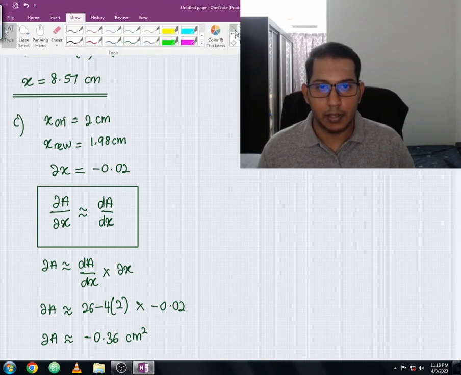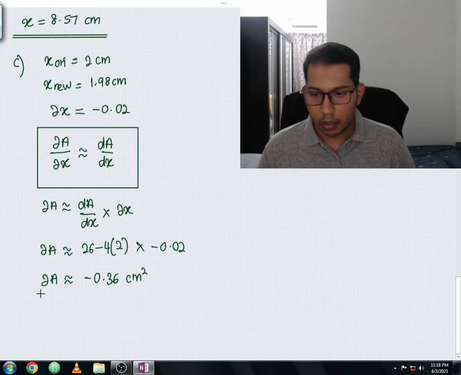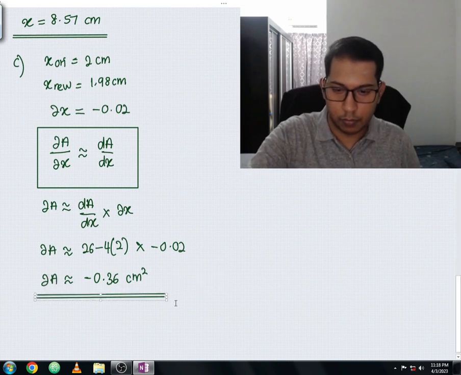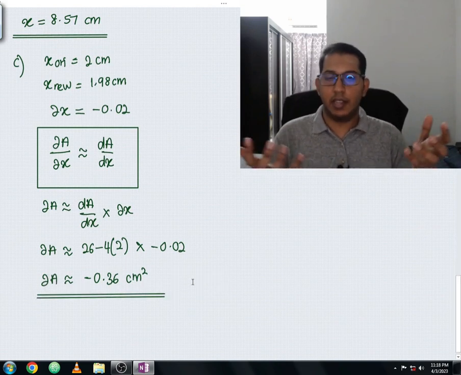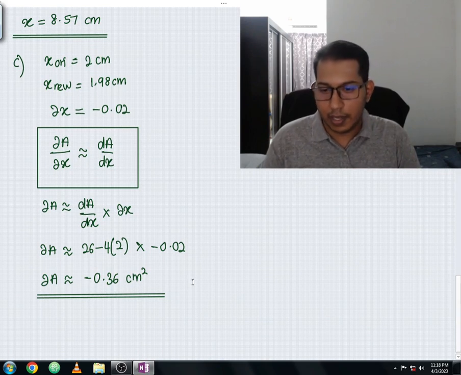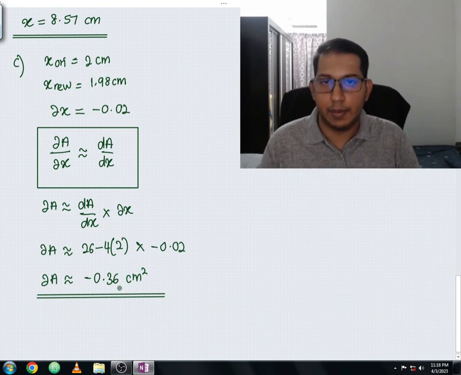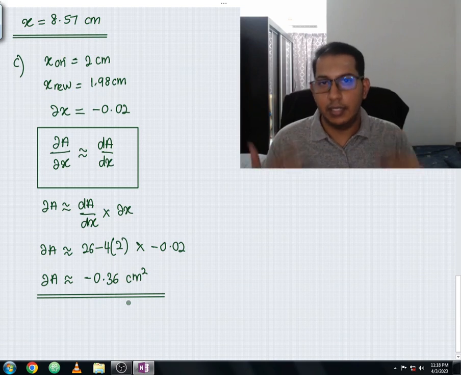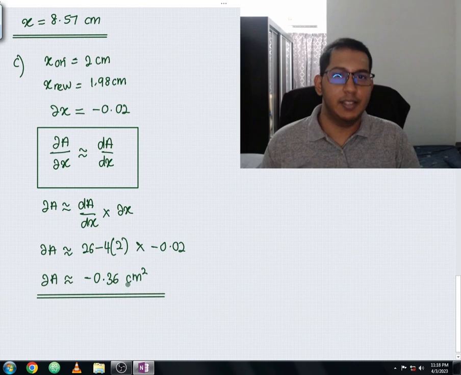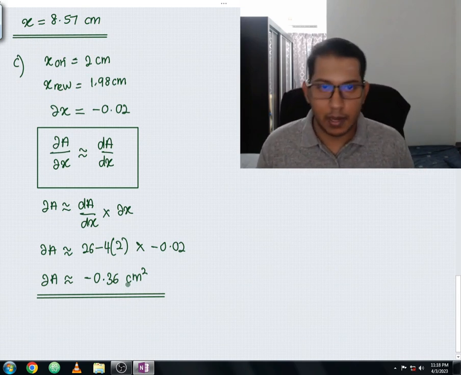Let me underline the solution for part C. The student can also ask, for the final answer for part C, can I express it in terms of a fraction? The answer is yes, you can. In this case I express it in decimal. It doesn't matter, guys, as long as your final answer is correct. Let me scroll the question up.